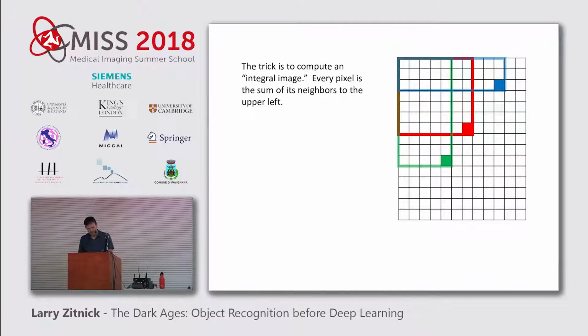The idea is the following. You have A, B, C, D. These are the values in each of these boxes here. And you take D, which is the sum of all the pixels here. So that's D.